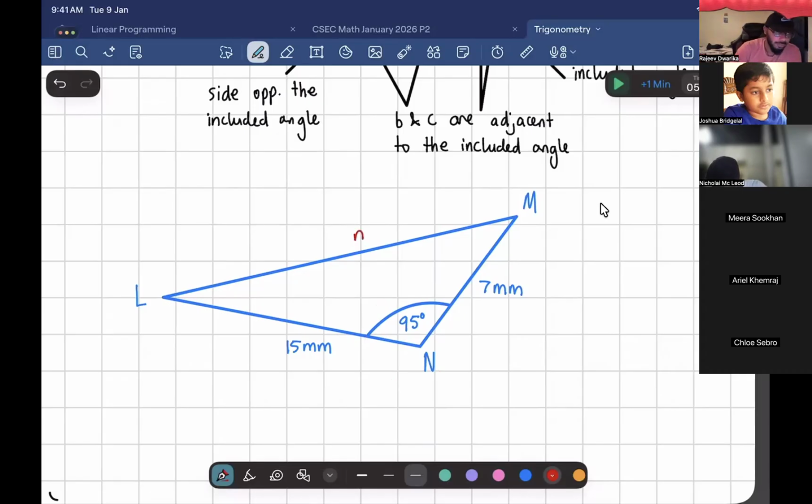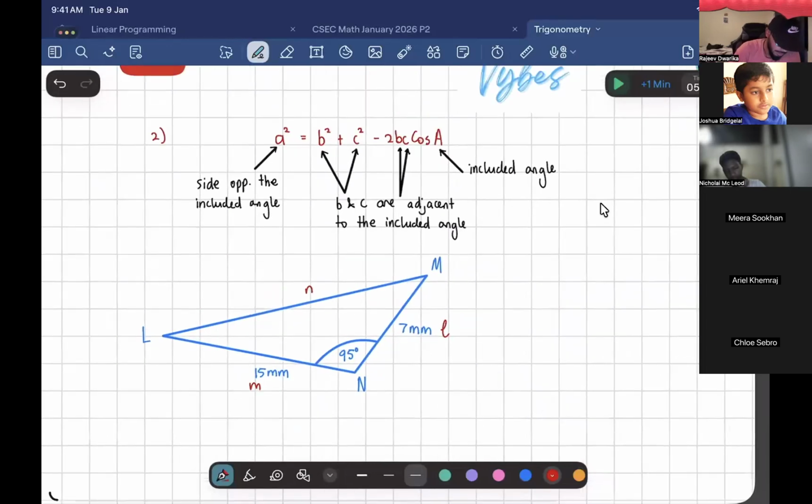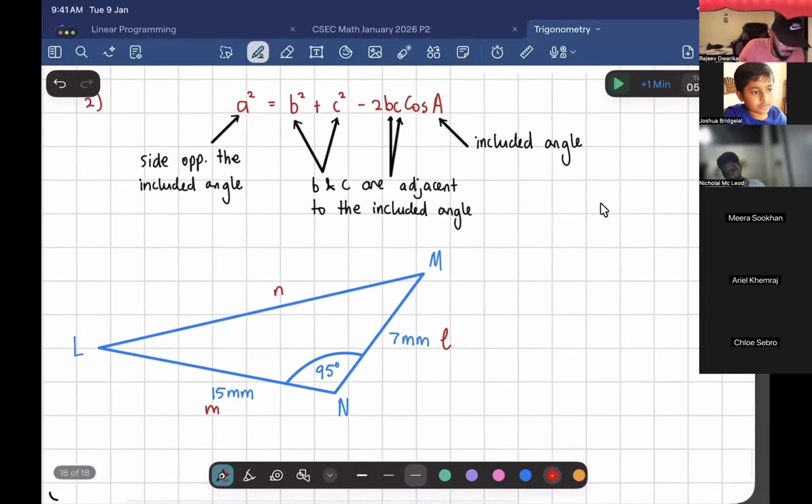For non-90-degree triangles, we use capital letters to denote angles and common letters to denote sides. The side opposite the angle carries the same letter, but in lowercase. So if this is angle N, this is common n. If this is angle L, I would call this common l. Okay, you understand that, right?